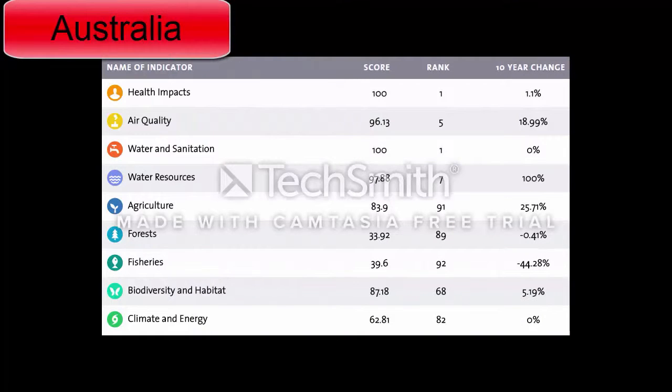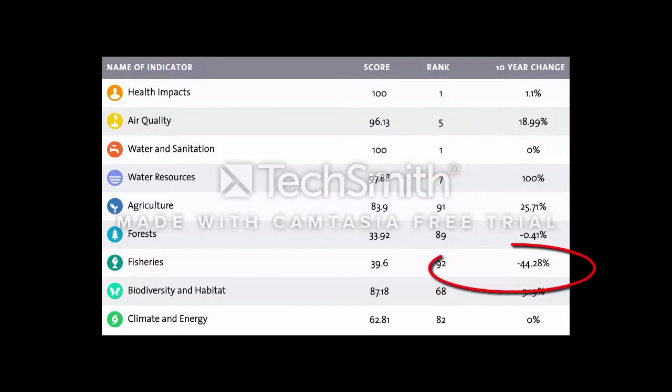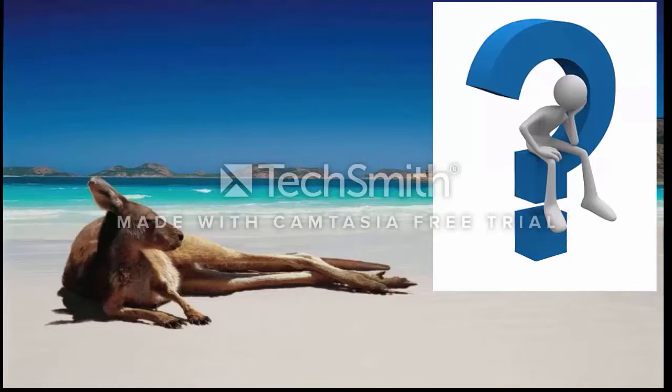The Yale Environmental Protection Indicators rank Australia at 13th in the world, with it scoring highest at number 1 in health impacts and water and sanitation. Over the 10-year period, the most notable decline is in the fisheries, as they have been subject to adverse effects from climate change over the last decade. The United States, in comparison, ranks 26 overall and is considerably lower than Australia in most categories. How then does Australia achieve such high rankings with respect to the environment?